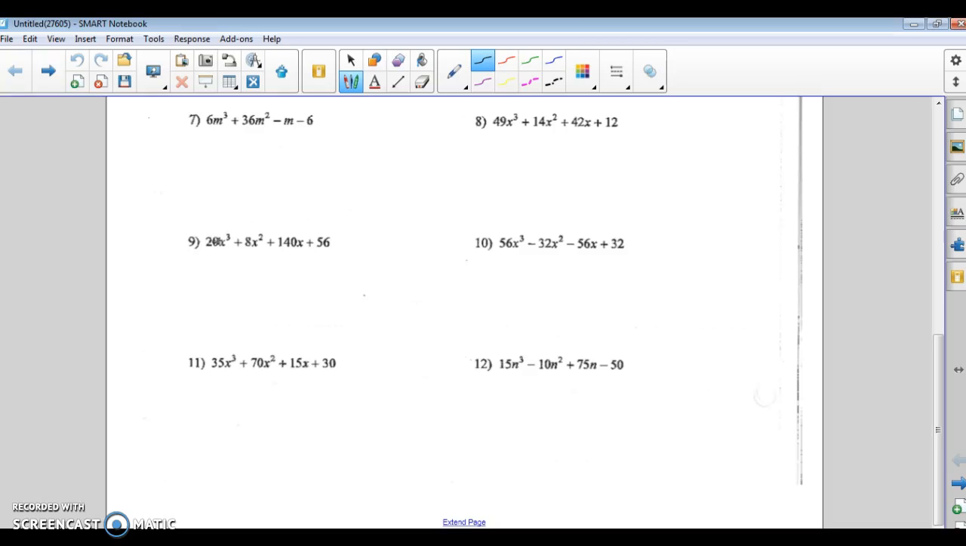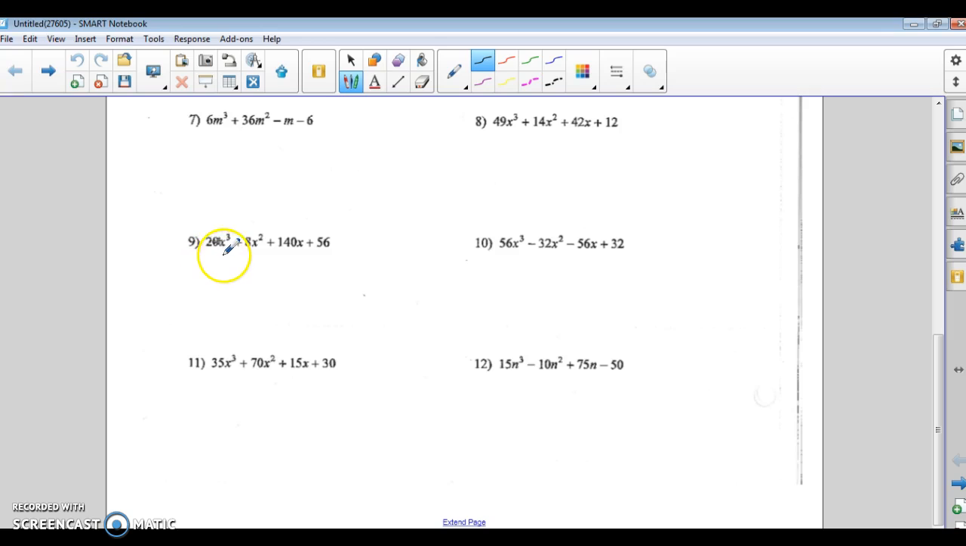Hi guys, last class we learned about the grouping method. When four terms are there and we don't have any GCF, we just used grouping to factor out common factors, correct? So let's take a look at number 9. It's a little bit different.